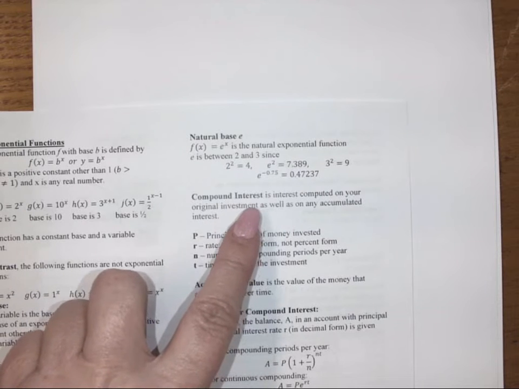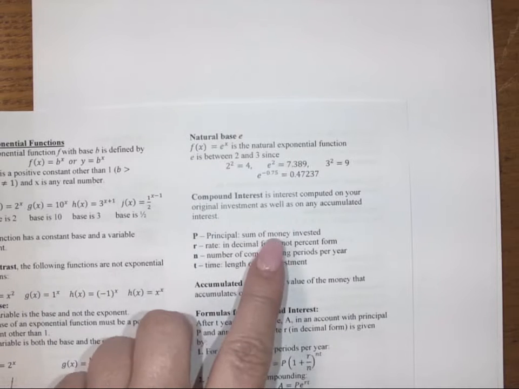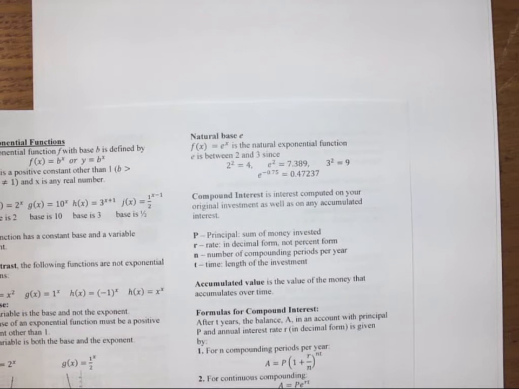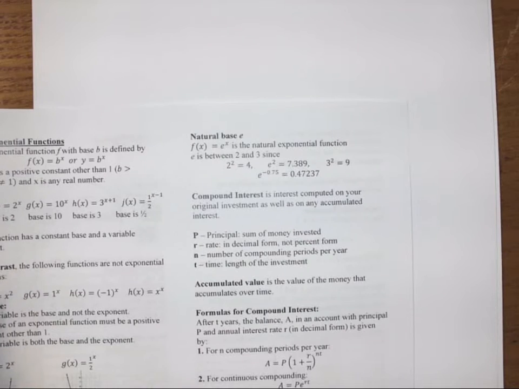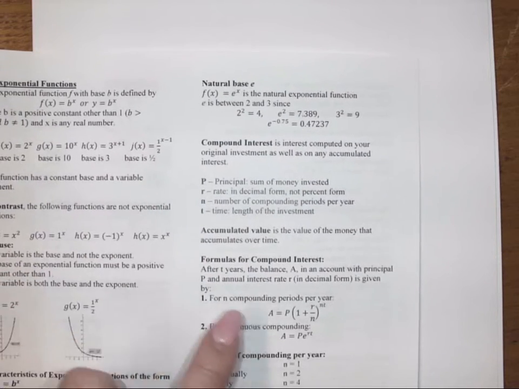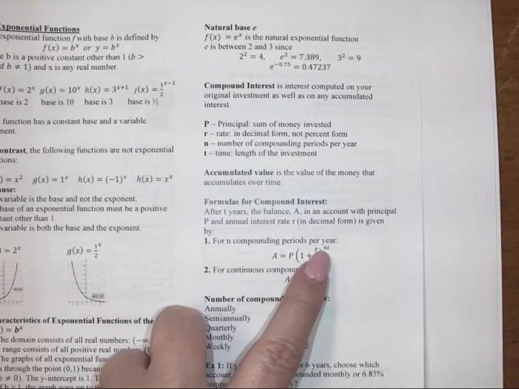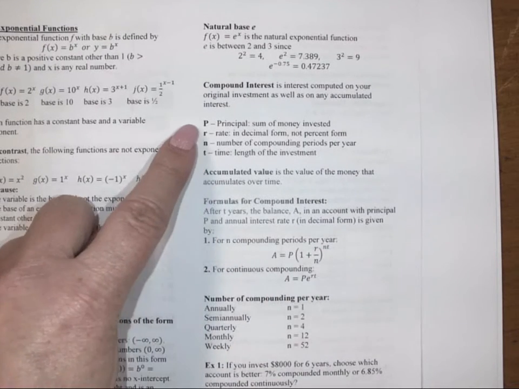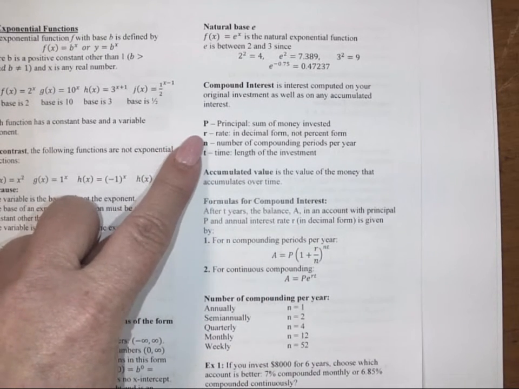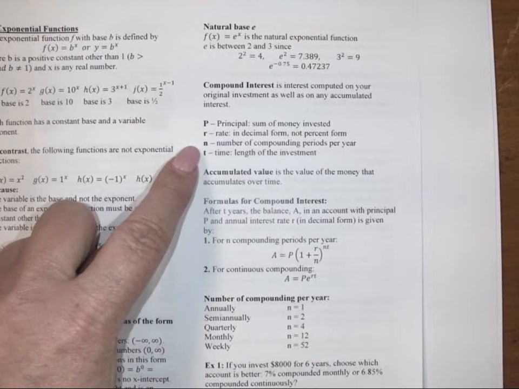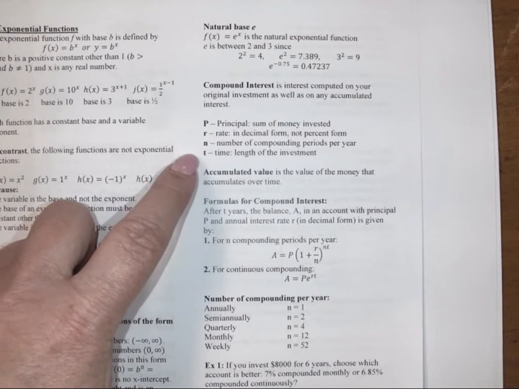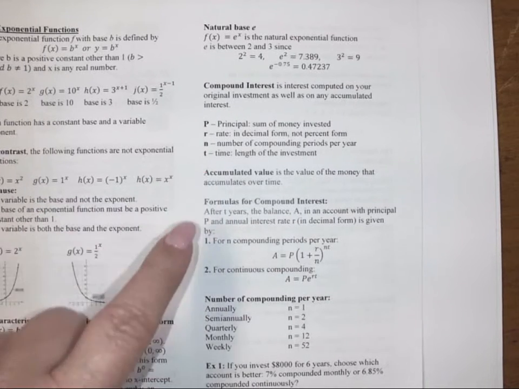Compound interest is interest computed on your original investment as well as on any accumulated interest. So the formula is right here. A is equal to P times 1 plus r over n to the nt. P is going to be your principal, r is your rate, n is the number of compounding periods per year, and t is the time length of the investment.